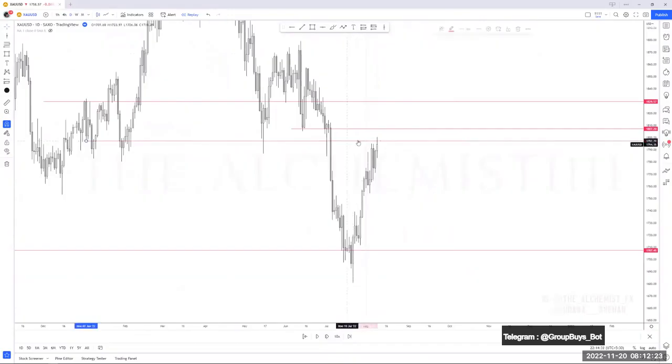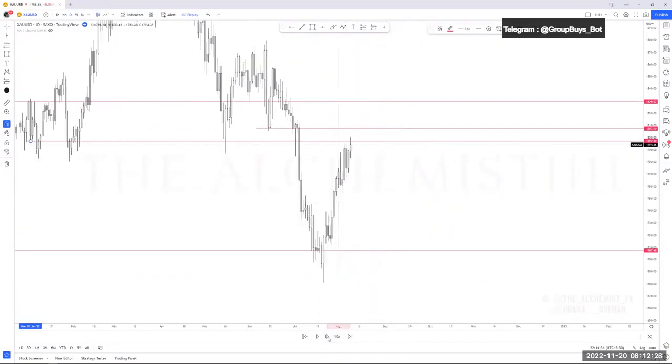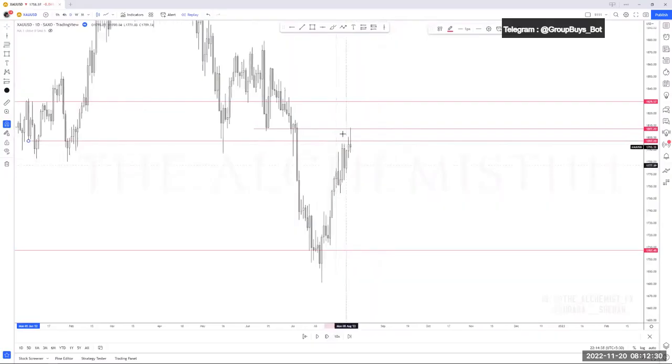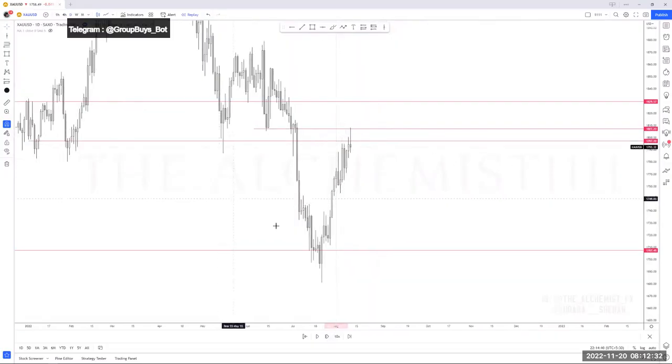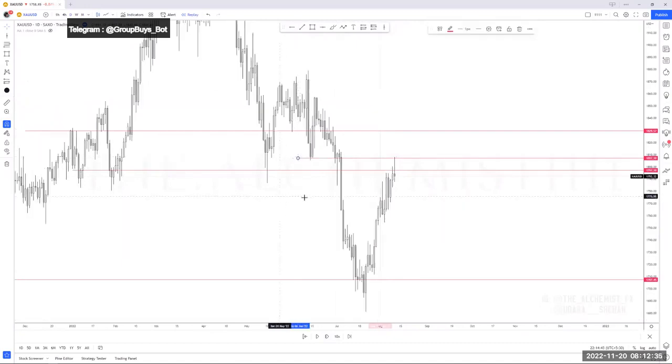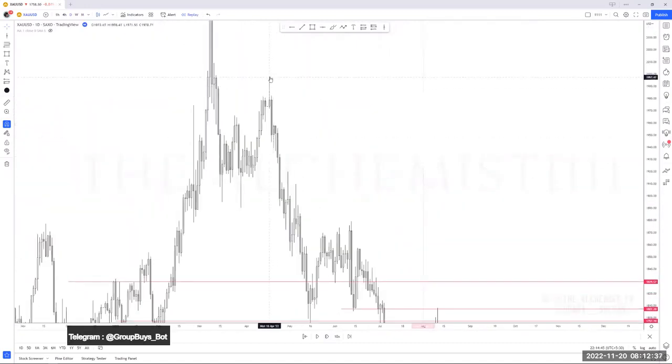Now this was a monthly level. Just because the daily has closed below it, we can't take that as confluence. Let's wait. There it goes. It has tapped into a monthly level. And if you remember the example I showed you here, I told you.